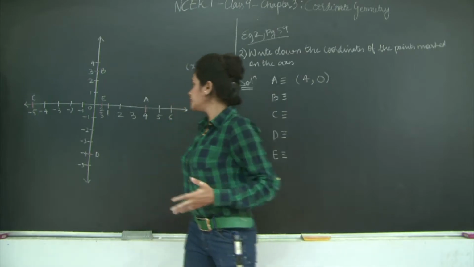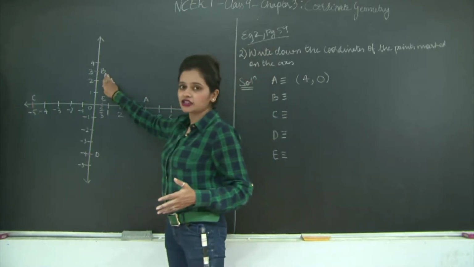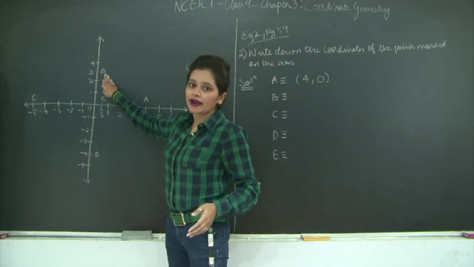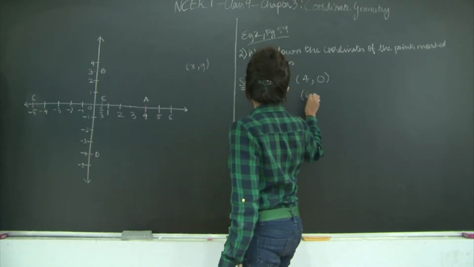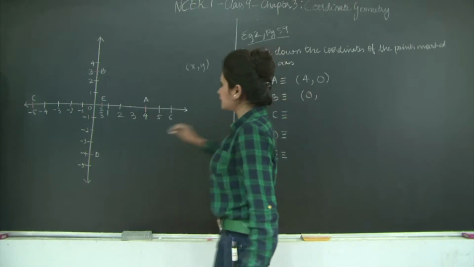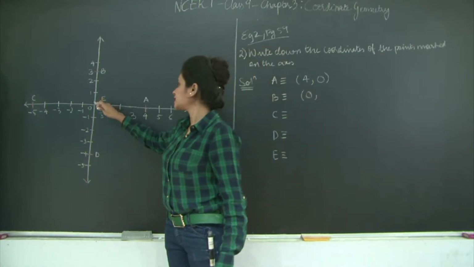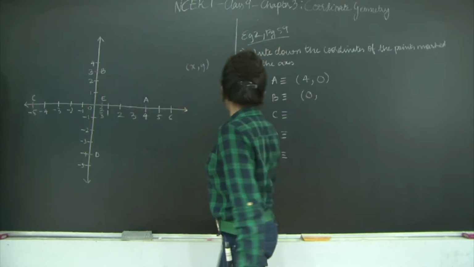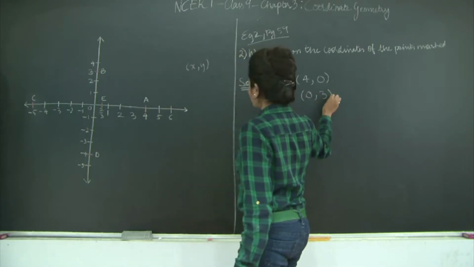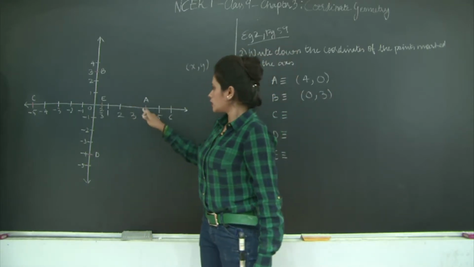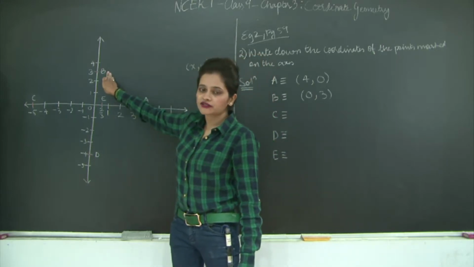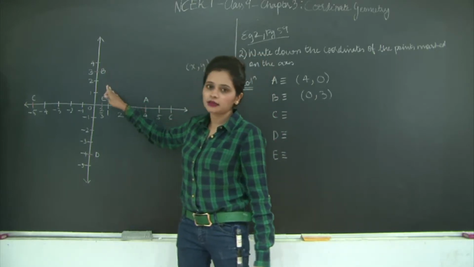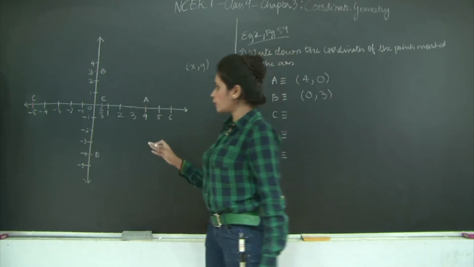Let's check for point B. So my point B is here, it is lying on the y axis, therefore my x coordinate is going to be 0. And the y coordinate is the perpendicular distance from the x axis, which is 1, 2 and 3. So 3. Now this was on the positive side, therefore it was positive. Again your B was on the positive side of the y axis, therefore it is again positive. Now let's check for point C.